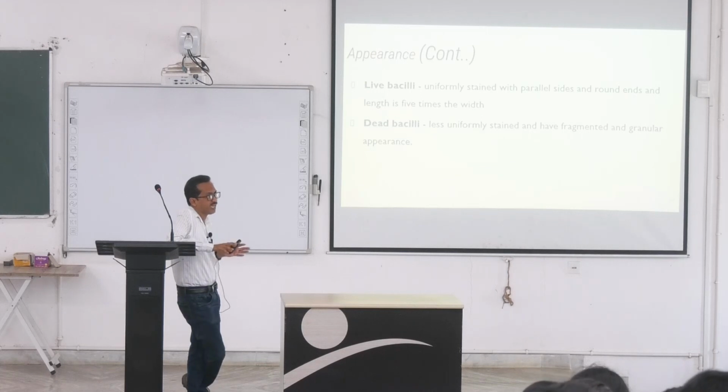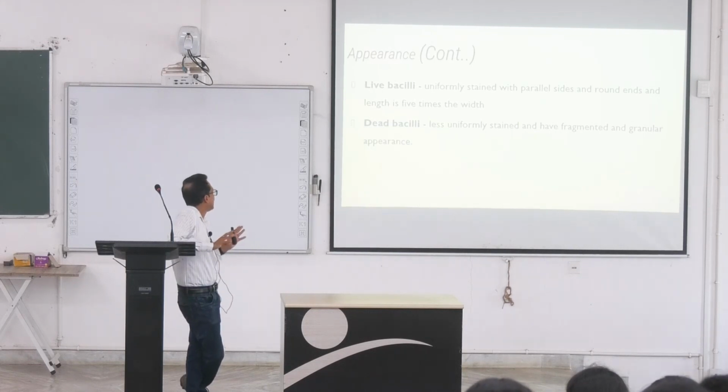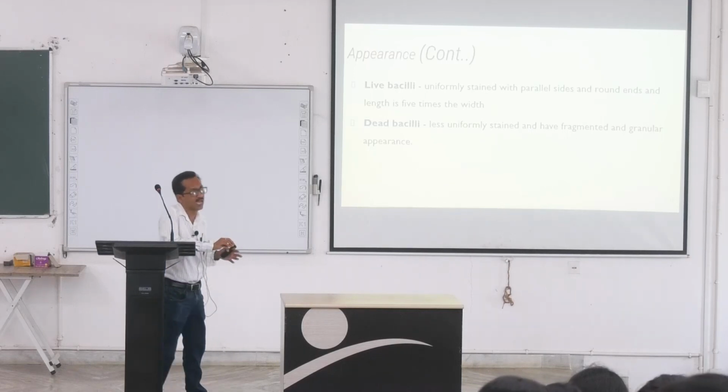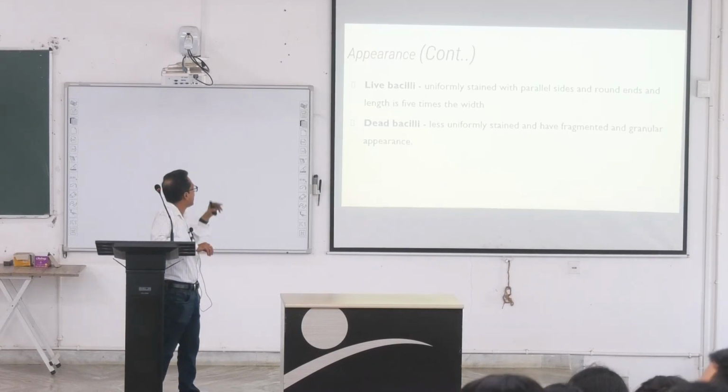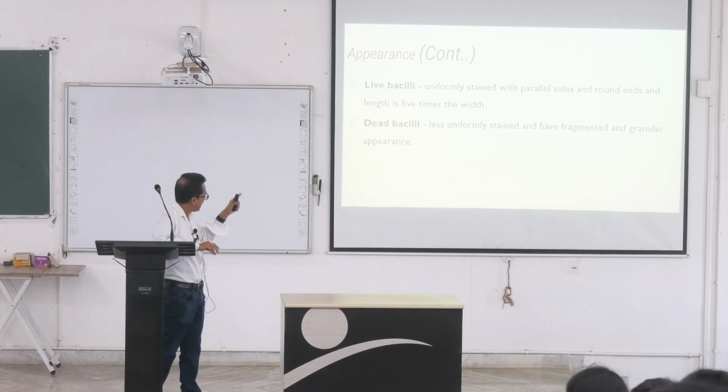How will you differentiate whether it is a live bacilli or a dead bacilli? Live bacilli is usually uniformly stained with parallel sides, rounded ends, and length 5 times the width. These are the features of live bacilli. Dead bacilli are less uniformly stained, fragmented, and granular. How will you differentiate the live bacilli and dead bacilli?